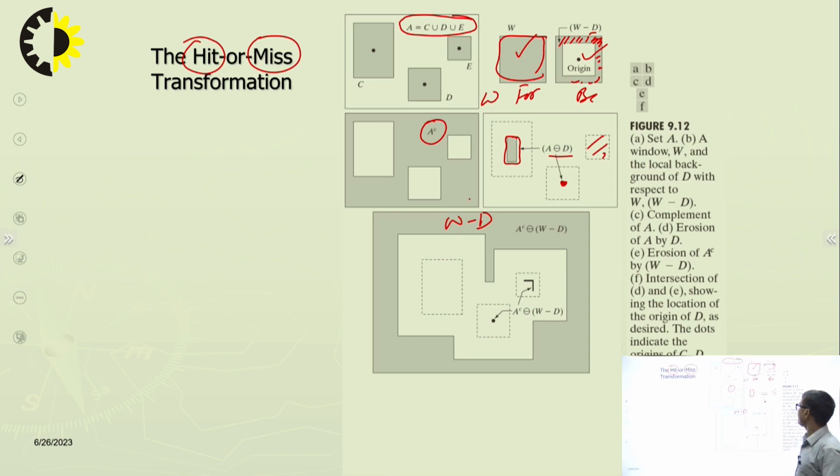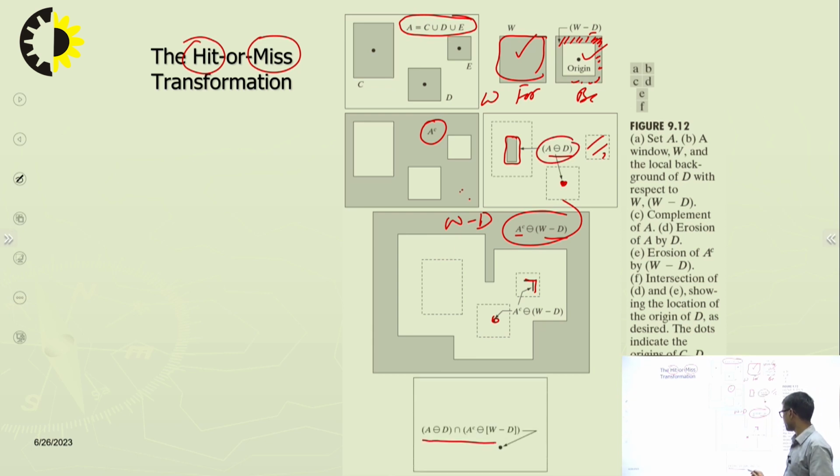Finally, if we simply take A complement erosion W minus D, that is the background, what will happen? It will operate here and it will further find this and this. Okay. So by these two operations, A complement erosion W minus D and A erosion D, can we have a mathematical formulation like this, the intersection of these two operations? Intersection of these operations will result in this particular point.